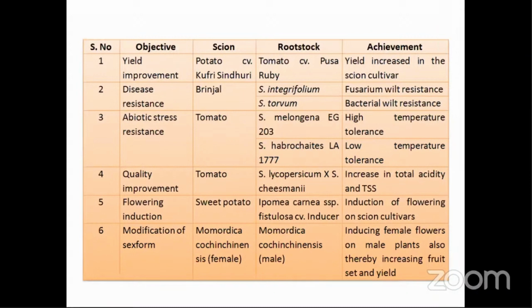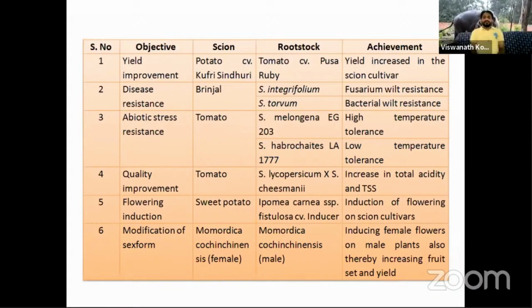And quality improvement. In the case of tomato, a hybrid rootstock, Solanum lycopersicum and Solanum cheesmaniae, this hybrid rootstock can be used in tomato for improving the quality, like total acidity and TSS content.